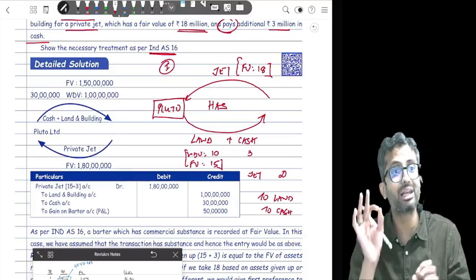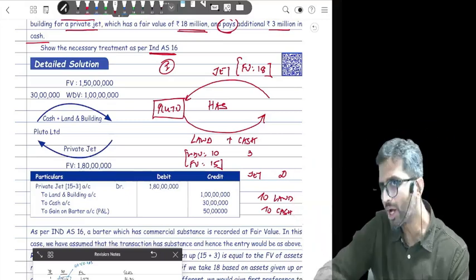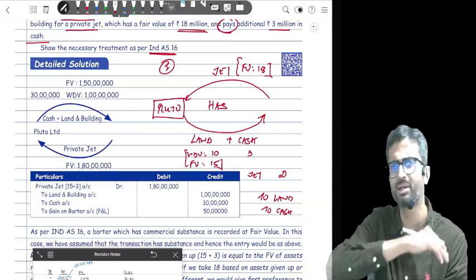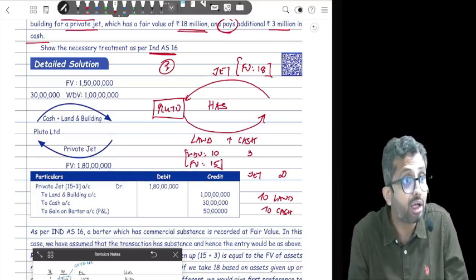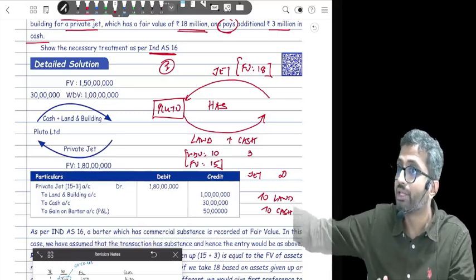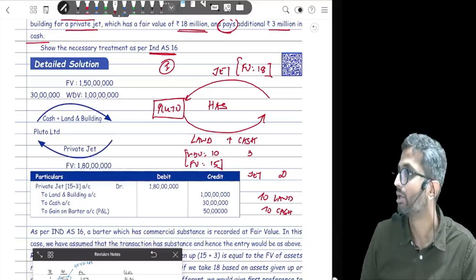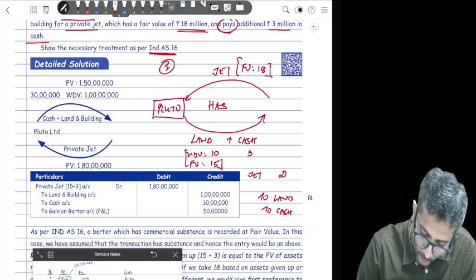Step 3, you will write down what is going out is always at WDV. No exception to this rule. Has substance, lacks substance, does not matter. What is going out is always WDV. What is the logic? If you don't credit WDV and you credit land by 15 million, there is a negative balance in land. That will not be possible. So you will credit the land at WDV. This is how much? 10.